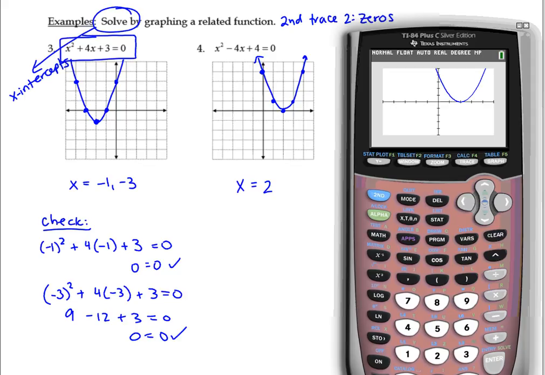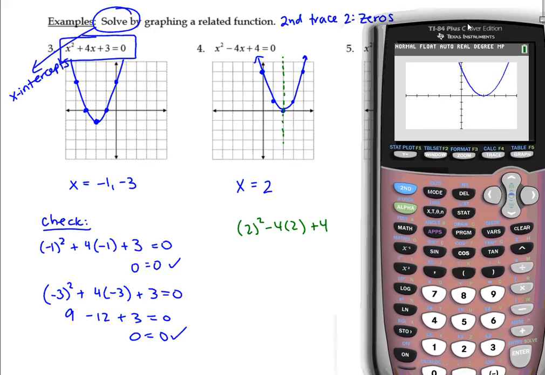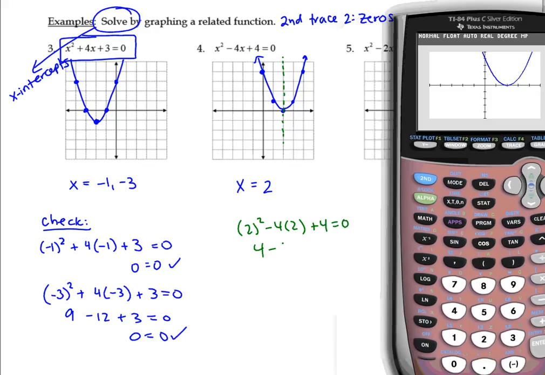We also know that in this case, this is the axis of symmetry. So if I know that the y-intercept is 4, then I just found 4 opposite, right, on the axis of symmetry. So the solution would be x equals 2. If I wanted to check, is 2 squared minus 4 times 2 plus 4 equal to 0? Well, is 4 minus 8 plus 4 equal to 0? Yes. Okay, so that's our solution.